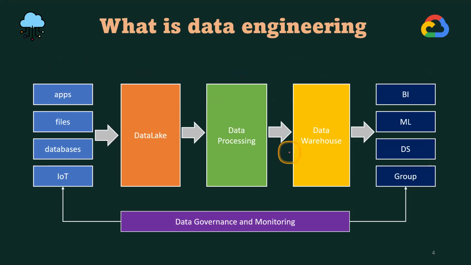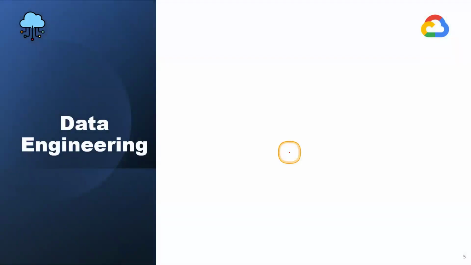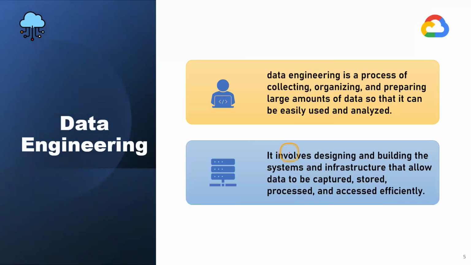Okay, so from a definition point of view, if I want to tell you what data engineering is, data engineering is a process of collecting the data, organizing the data, and preparing large amounts of data so that it can be used for analysis purposes. Very simple, I am telling you. Data engineering is a process of collecting, organizing, and preparing large amounts of data so that we can use it for analysis purposes.